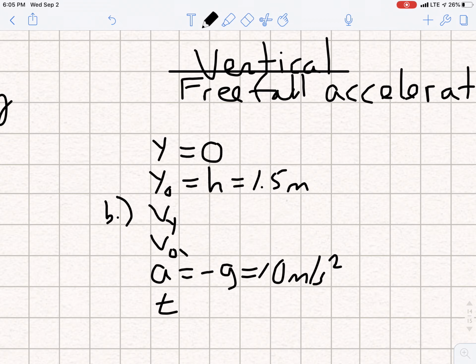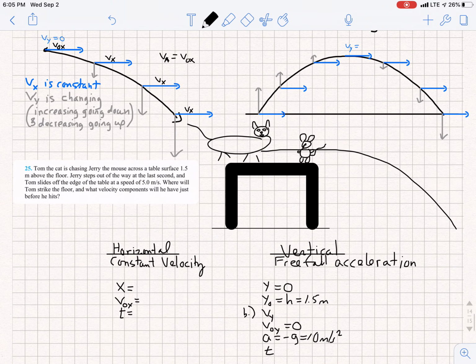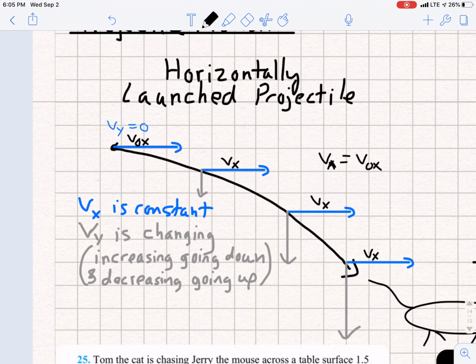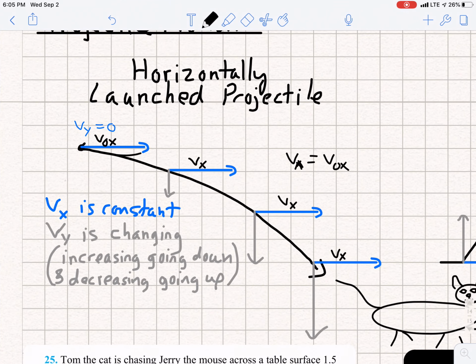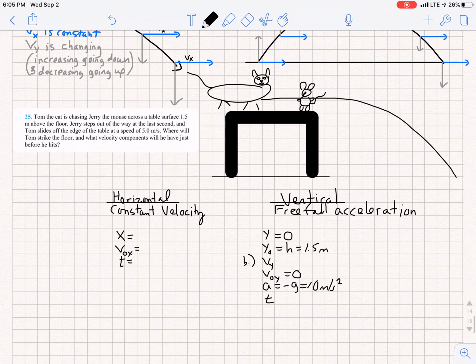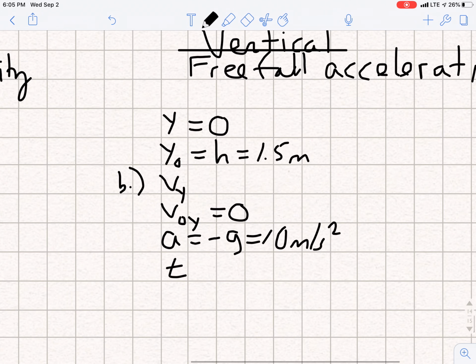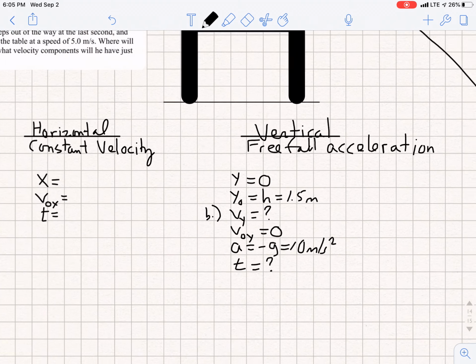And this would be V naught y, which is equal to 0, because if you remember, when an object is horizontally launched, it only has velocity in the x direction. It gains velocity in the y direction because gravity acts on it as it flies through the air. But initially, it only has horizontal velocity. Therefore, the vertical initial velocity of V naught y is equal to 0. Vy is a question mark, and time is a question mark.